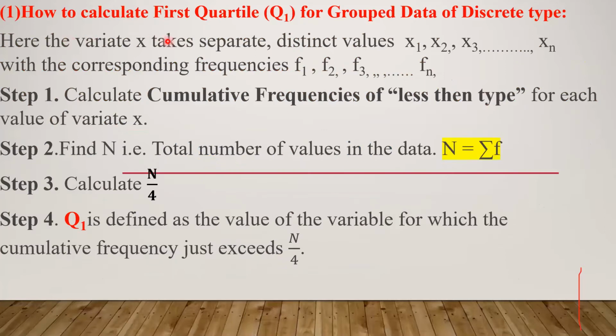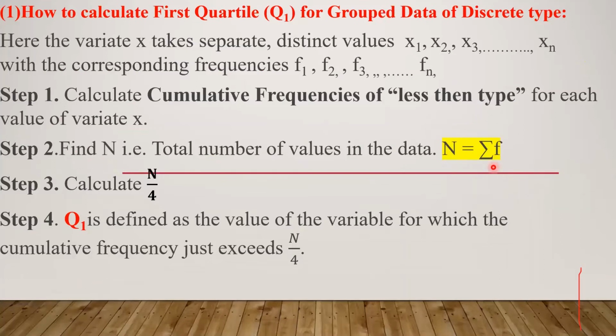How to calculate the first quartile for grouped data of discrete type. These are the steps. What is the first step? Find the cumulative frequency. Remember, to find the median or quartile, the first step is always to calculate the cumulative frequency. The second step is to find n. How do you calculate n? You take the summation of frequencies, which gives you capital N.